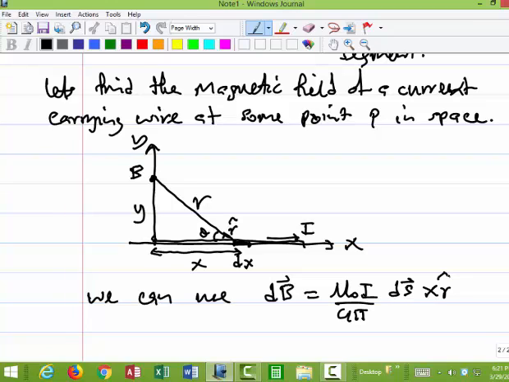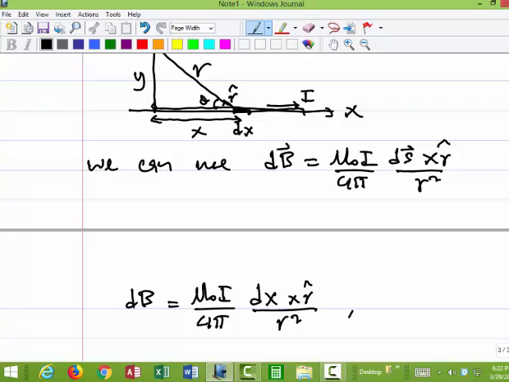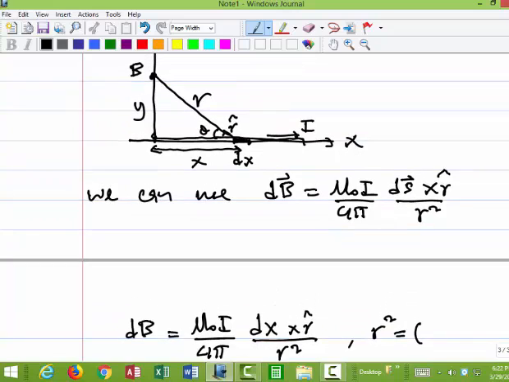So I'll translate that into the form that we have. Our dB is going to be equal to mu naught I over 4 pi, and this is going to be dx cross r hat over r squared, where r squared is equal to, what is r squared going to be equal to? If you look at it. Y over x? No, not y over x. R squared.